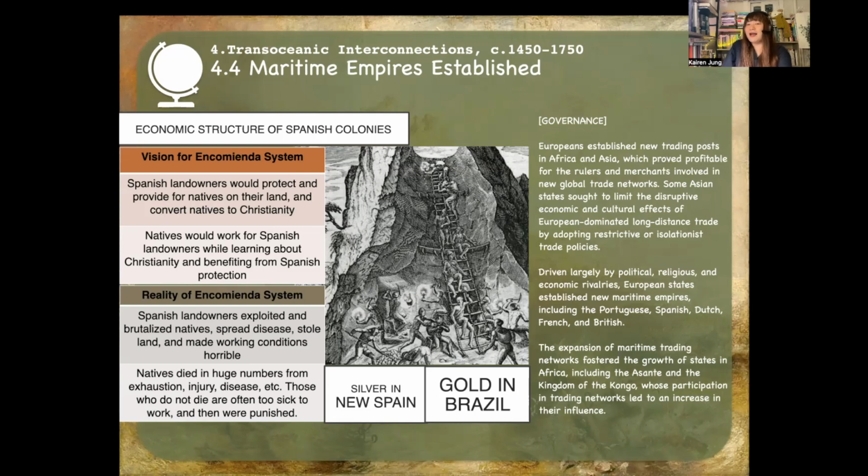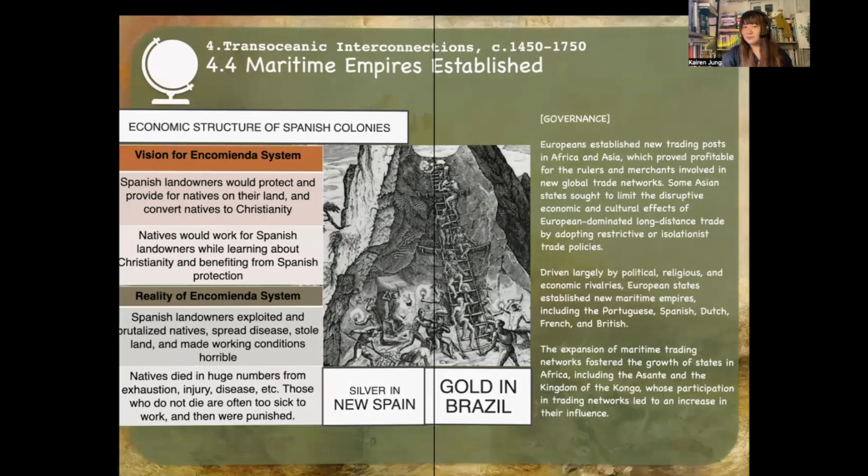Driven largely by political, religious, and economic rivalries, European states established new maritime empires, including the Portuguese, the Spanish, the Dutch, the French, and the British. This expansion of maritime trading networks fostered the growth of states in Africa, including the Asante and the Kingdom of the Congo, whose participation in trading networks led to an increase in their influence.